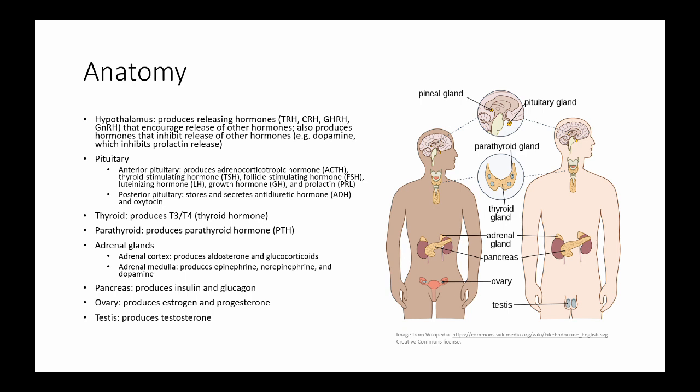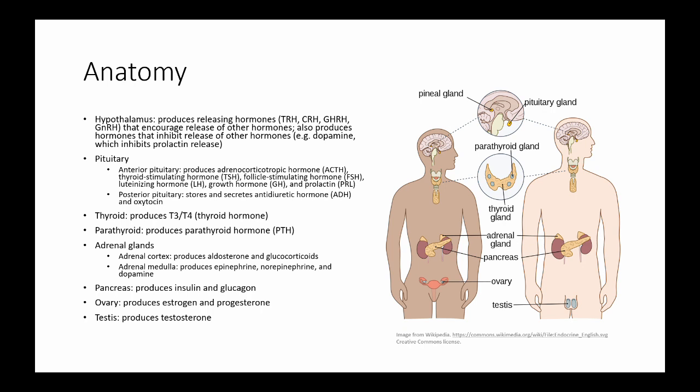The pituitary is divided into the anterior pituitary and the posterior pituitary. The anterior pituitary produces ACTH, TSH, FSH, LH, GH, and prolactin. The posterior pituitary stores and secretes antidiuretic hormone and oxytocin. The thyroid gland produces thyroid hormone, also called T3 and T4, while the parathyroid glands produce parathyroid hormone, or PTH.